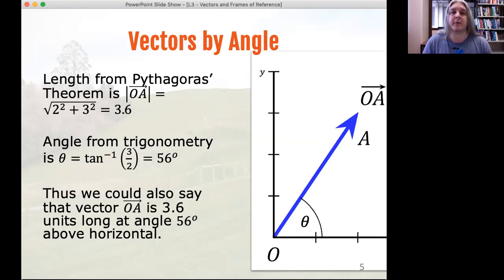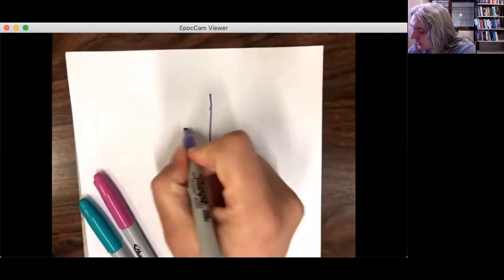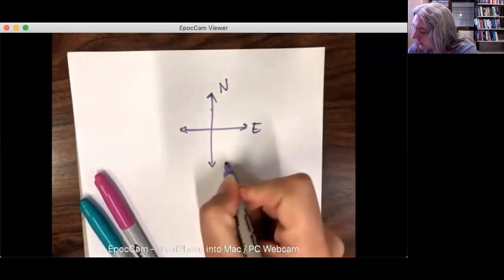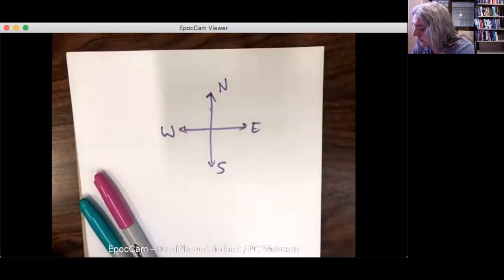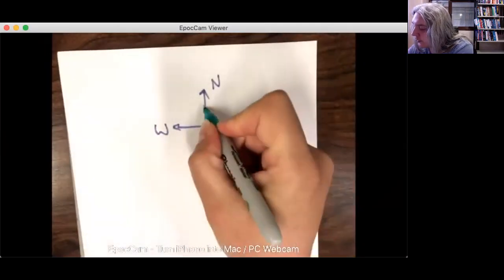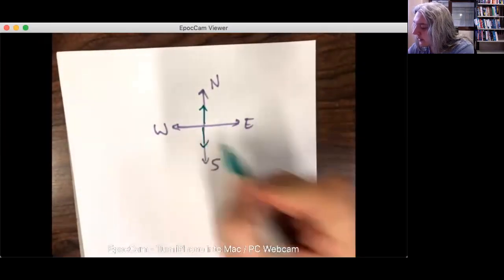If you're not familiar with compass directions, I'm sure you all are, but I'll just draw them very quickly over here. Compass directions are just this idea of north, east, south, west. And so when we talk about compass directions, if we're talking directly along one of them, so that would be directly north, that would be directly south, and so on.